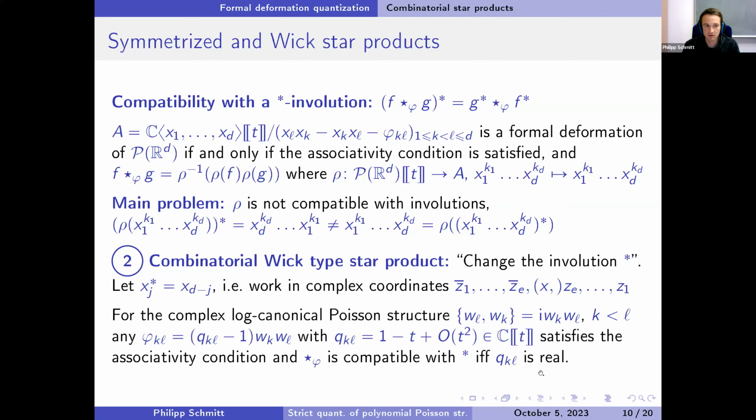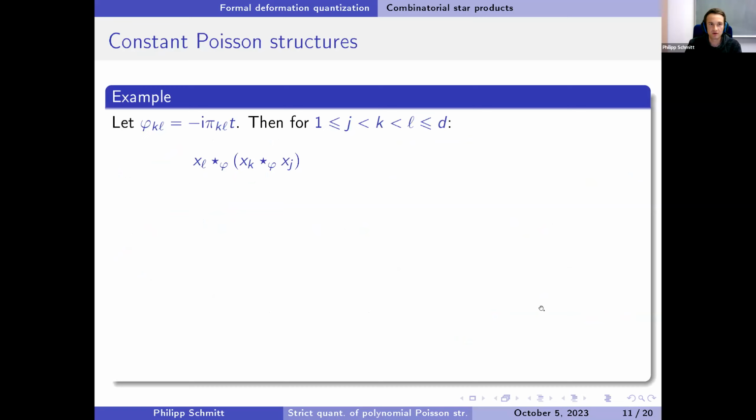But I really don't want to spend too much time on these products because they won't be relevant for the rest of the talk. I just want to mention that they exist and finish the first part by giving you two easy examples. Namely, if you take a constant Poisson structure, then you can just take as your phi's the Poisson bivector in the lowest order, and you don't need to modify this by higher orders. You can check the associativity condition is easily satisfied.